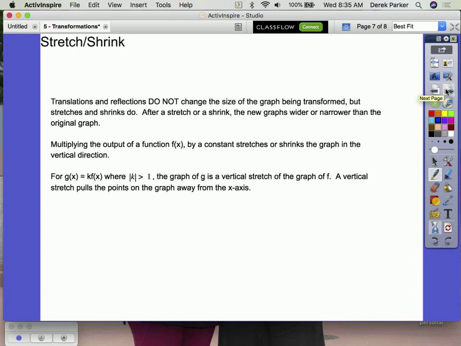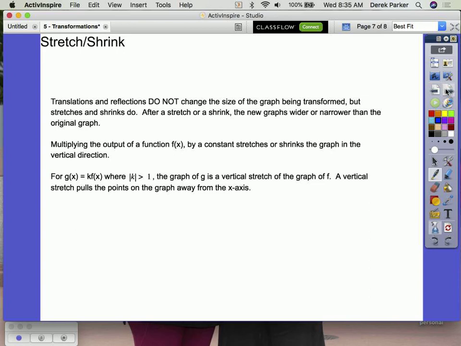Last transformation we're going to learn about is stretch and shrink. Translations and reflections do not change the size of the graph being transformed, but stretches and shrinks do. After a stretch or shrink, the new graph is wider or narrower than the original graph. Multiplying the output of a function by a constant stretches or shrinks the graph in the vertical direction. For example, if the constant is greater than 1, the graph of g is a vertical stretch, and if it's less than 1, it's going to be a shrink.